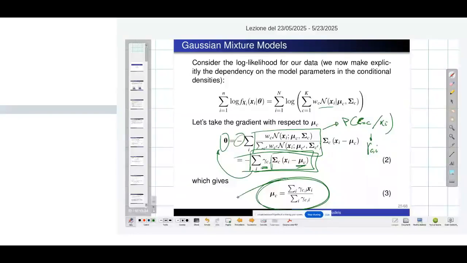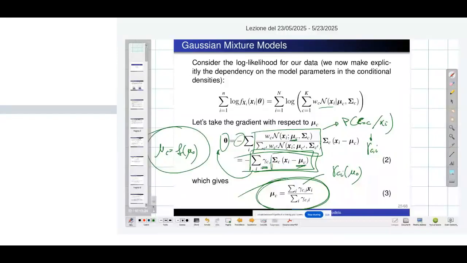Looks like we did, but this gamma ci, to compute it, what do I need? This gamma ci is itself a function of mu c. So what I wrote is mu c equal a function of mu c. So I need to solve this expression. But now let's do as before.